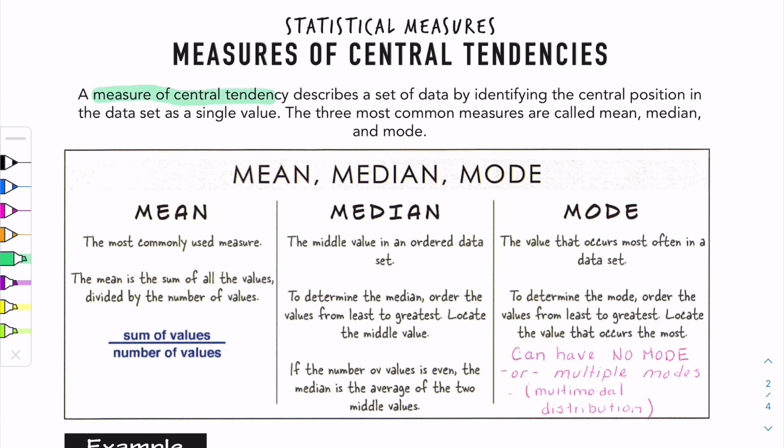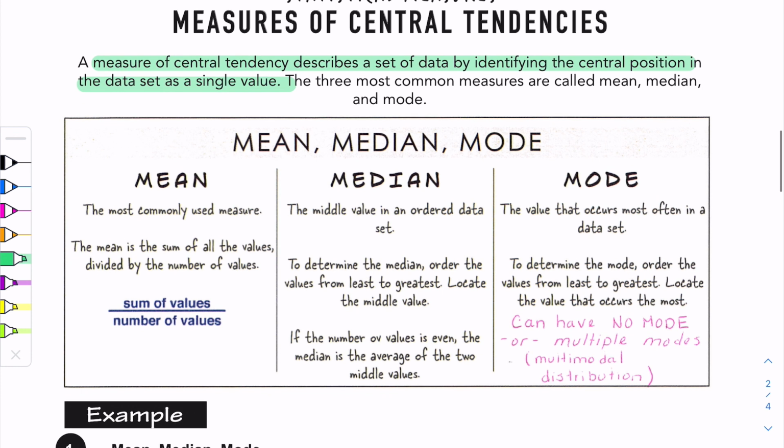So a measure of central tendency describes a set of data by identifying the central position in the data as a single value. The three most common measures are called mean, median, and mode, which most likely you have all seen before. So mean is the most commonly used measure. The mean is the sum of all of the values divided by the number of values. Here's your equation to find the mean.